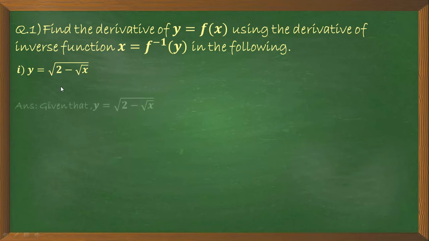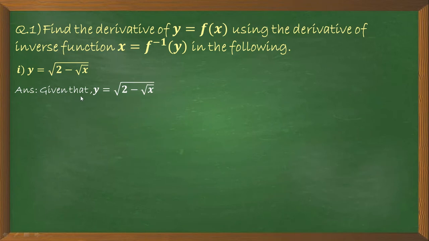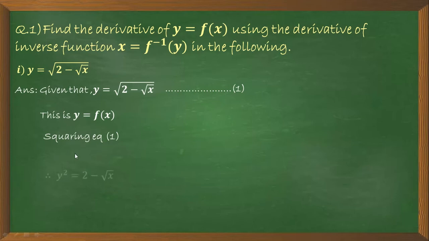Now see, what is the technique? Given that y is equal to root of 2 minus root x, say this is equation number 1. So obviously we know that this is y is equal to f of x. Now we have to find its inverse function. Inverse function means x is equal to f inverse y. So see, how will you get that? From this given function, squaring equation number 1, we get y square is equal to 2 minus root x.